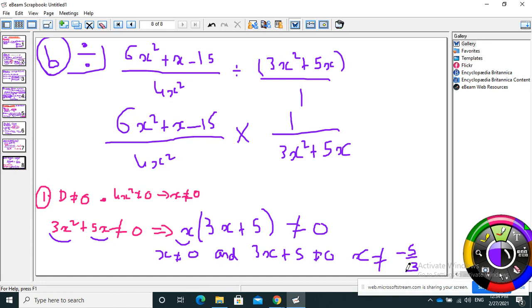I'm done now with the condition. Now I go to factorize. Still have to factorize this one. Already 4x squared is factorized. This one already I factorized it here, so I just need to factorize 6x squared plus x minus 15.